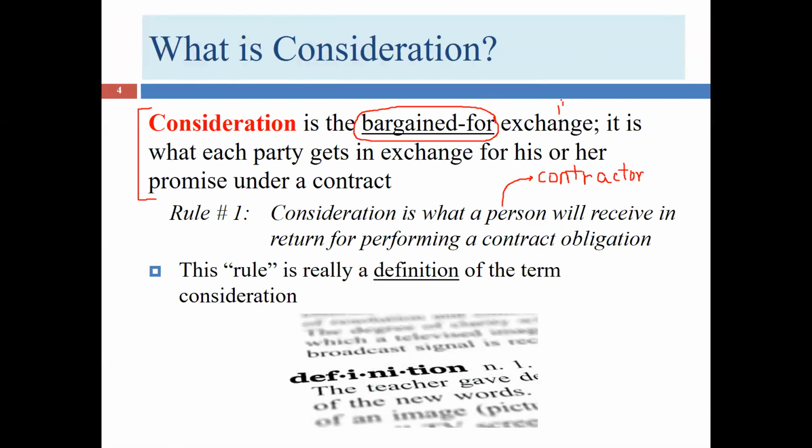So that's kind of the 2 aspects. It needs to be an exchange. In other words, both contractors are putting something into this transaction, and it's bargained for. There's a give and take relating to the transaction. It is what each party, of course we're saying each party to the contract, gets in exchange for his or her promise under a contract. So this is our definition of consideration.